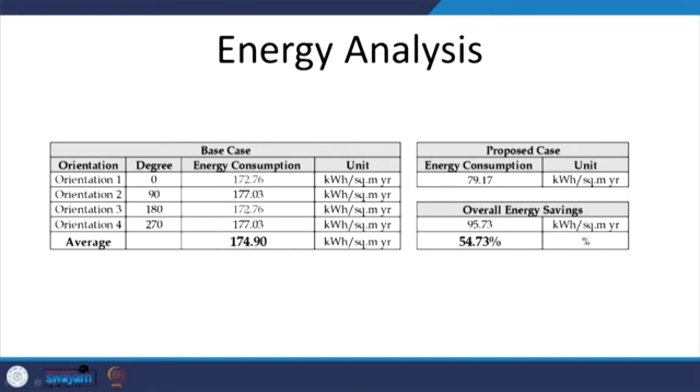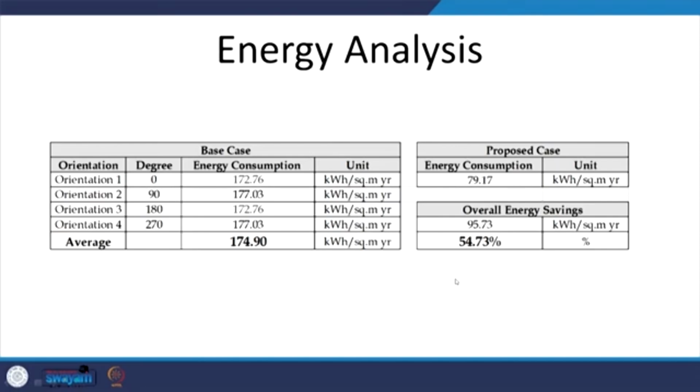All the 4 cases, and the average for them, will be taken as the average energy consumption for the base case, the EPI. Here you can see that since the building is a regular rectangle, even after orienting it twice, we get the same values for 2 orientations, and for the other 2 we get the same values, and hence this average. In comparison to that, the proposed case that we had taken gave us an energy consumption of 79.17 kilowatt hours per square meter per year, which implies an overall energy saving of around 54.73%, which is a very good scenario.